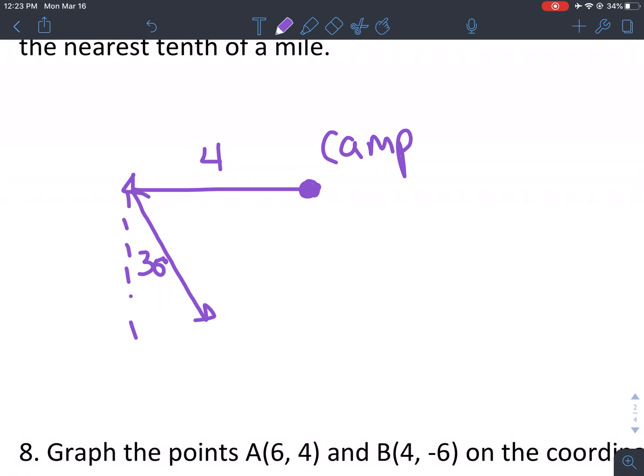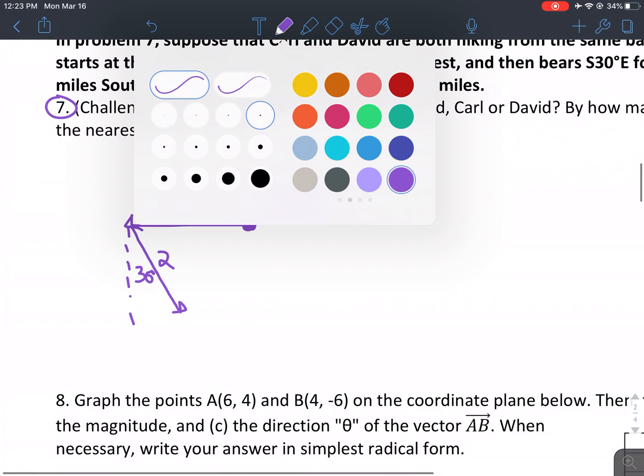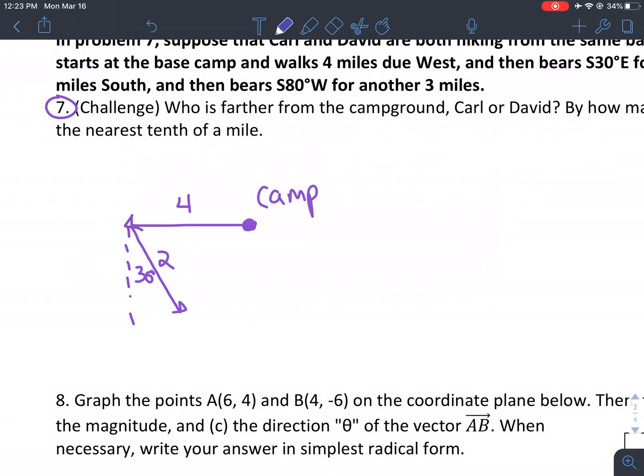30 degrees east of south. And he walks for another 2 miles. So that's Carl. David walks 3 miles south.